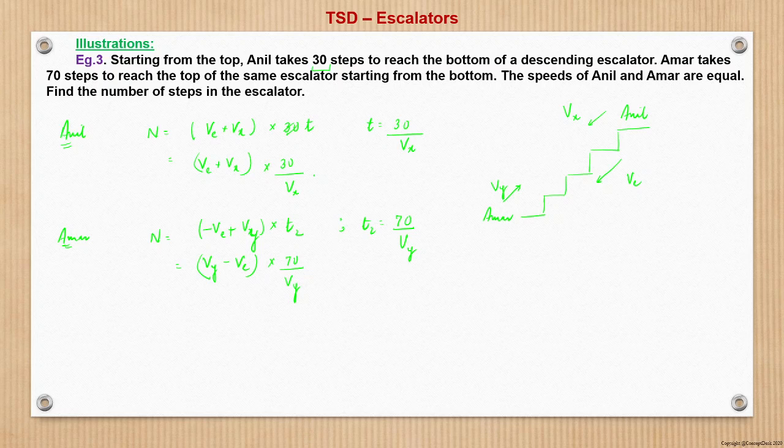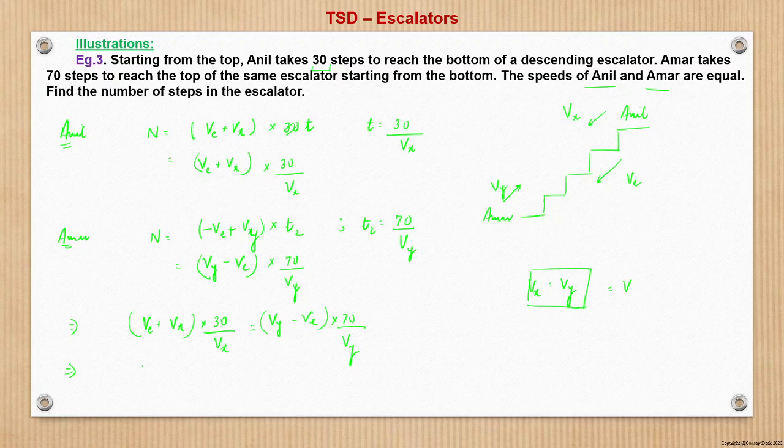Now we'll equate the two cases because the number of steps on the escalator which is visible remains constant. So therefore we can say that (Ve plus Vx) into 30 upon Vx is equal to (Vy minus Ve) into 70 upon Vy. Now it has been given that the speed of Anil and Amar are equal, so Vx is equal to Vy. I assumed different speeds to generalize the case, but finally the speeds of the two are the same. Let that be equal to simple V.